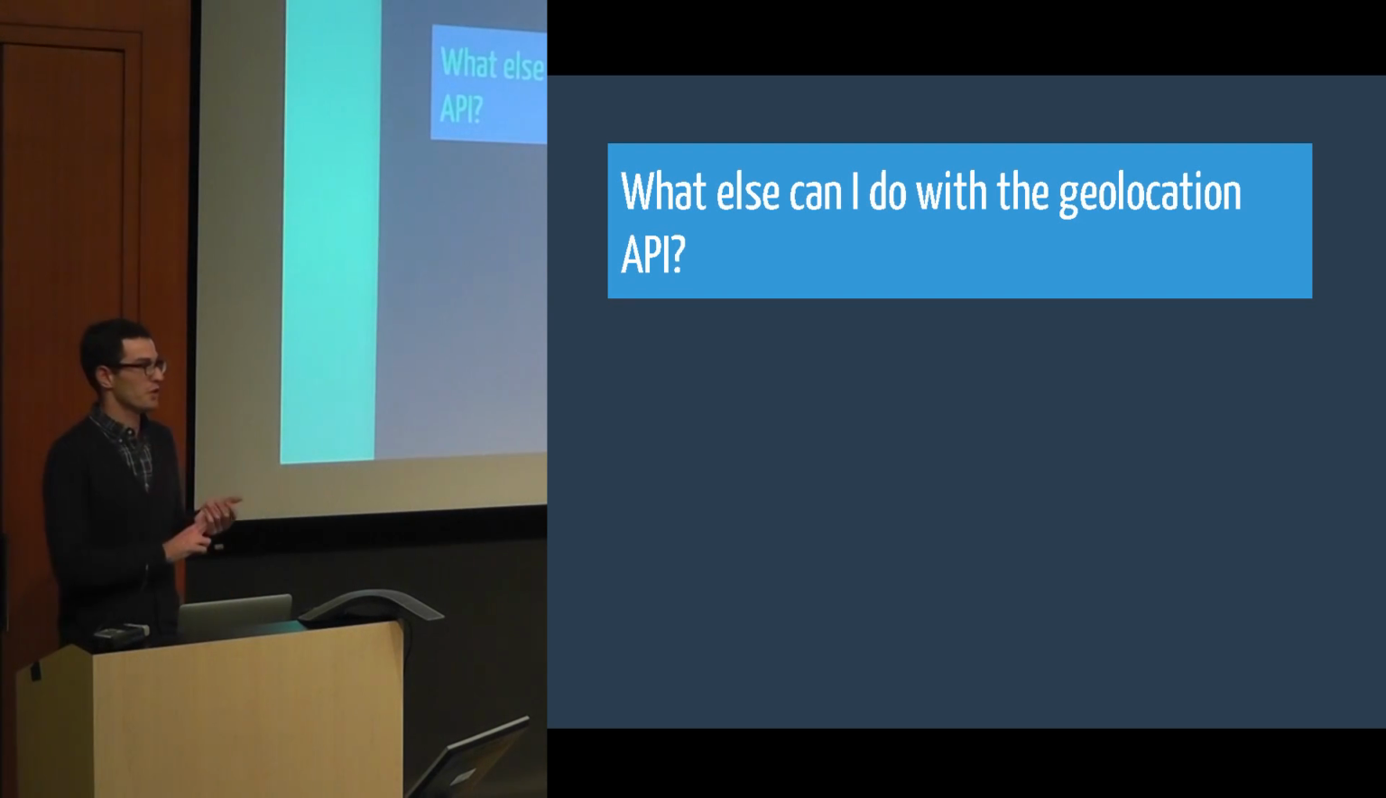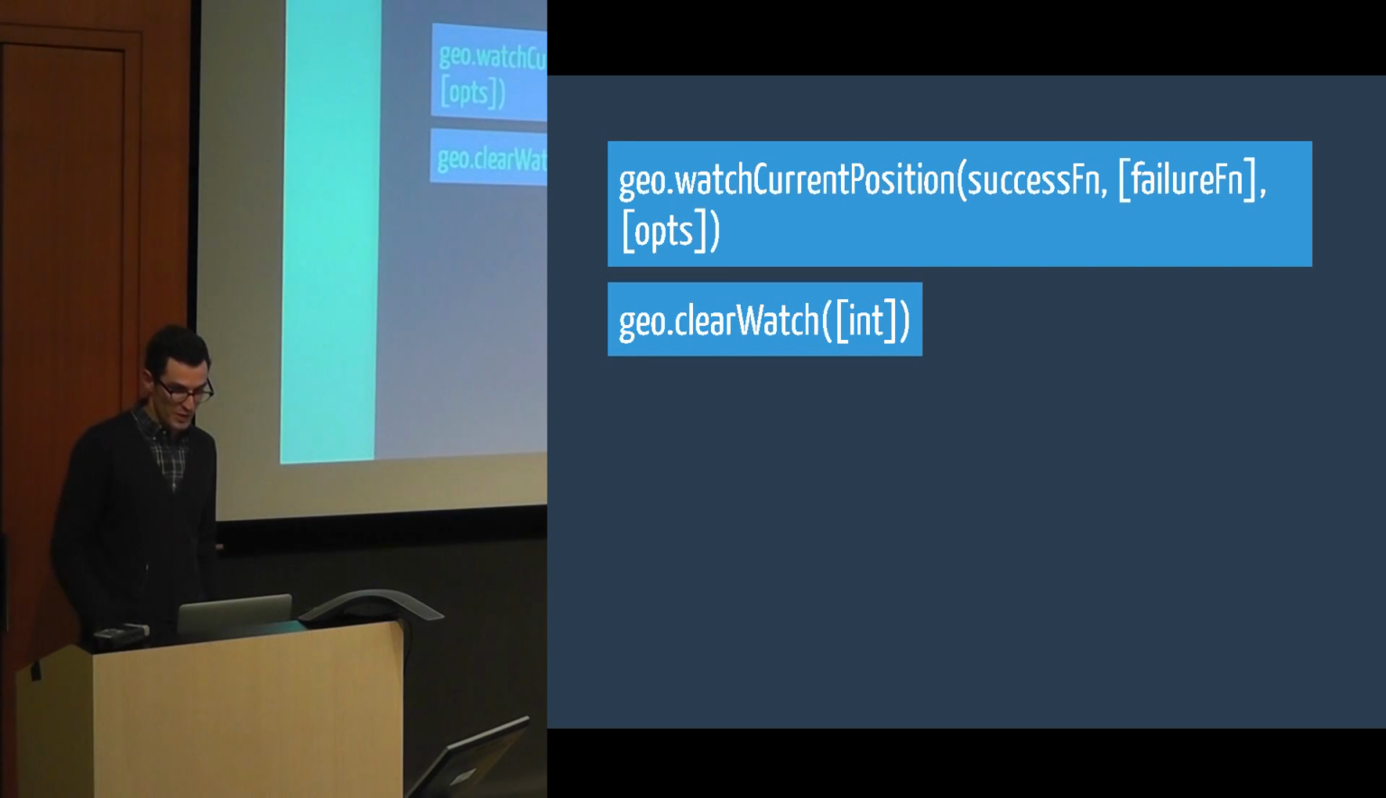There's only 2 other functions in the API, which is cool. It's pretty simple. Watch current position and clear watch. And if you're wondering where geo came from, I declared that 12 slides back, but JavaScript has global variable scope, so I'm able to call it. But that was a terrible joke.